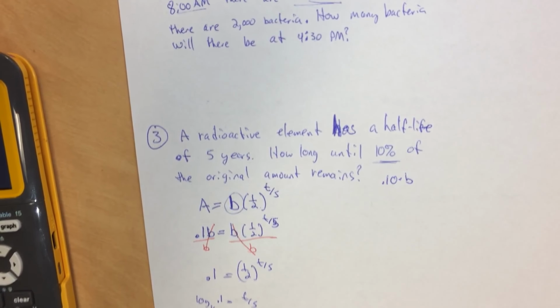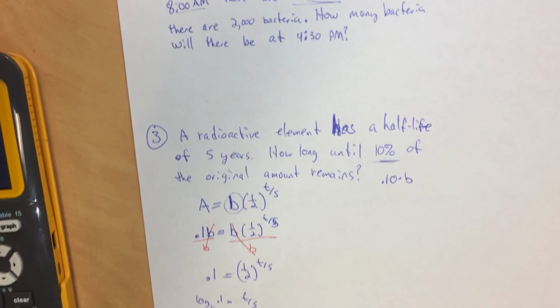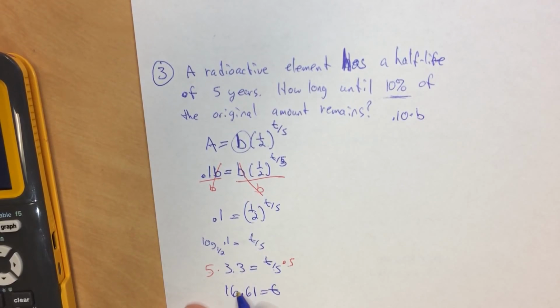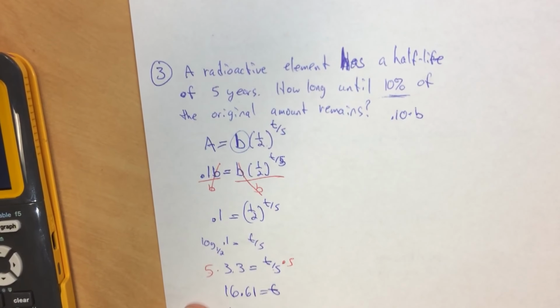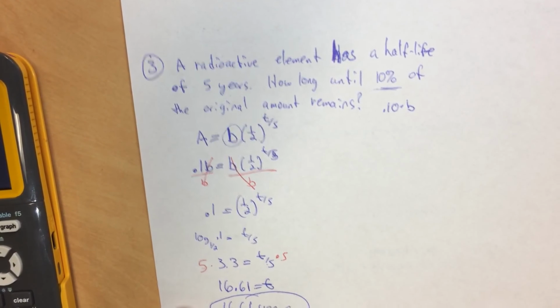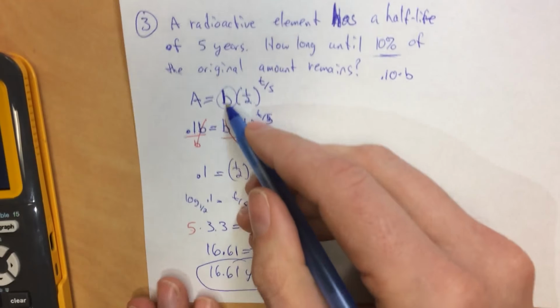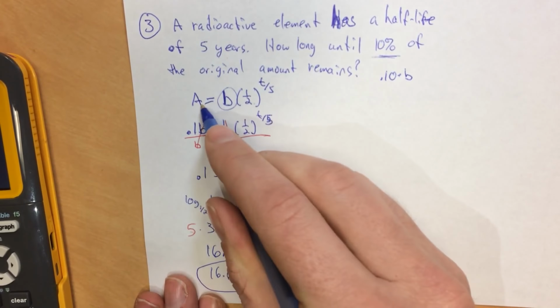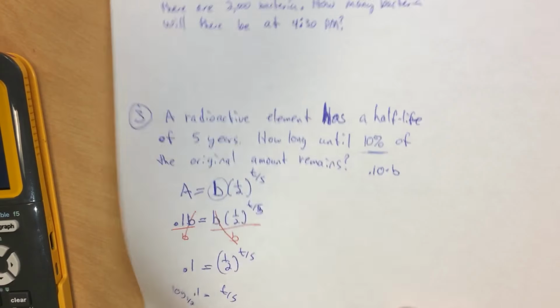So I get 16.61 is t. Again, I should say the units here. t is in years, so 16.61 years is how long it will take for there to be 10%. You can play around with this. You could plug in any number you want for a starting amount, and you'll see that after 16.61 years, you'll have 10% of what you started with.